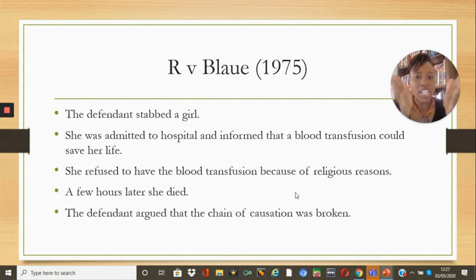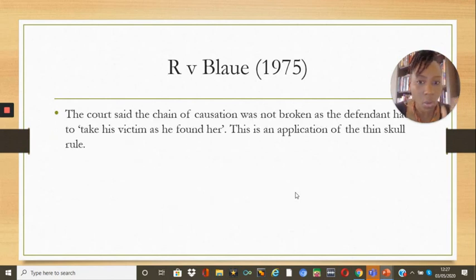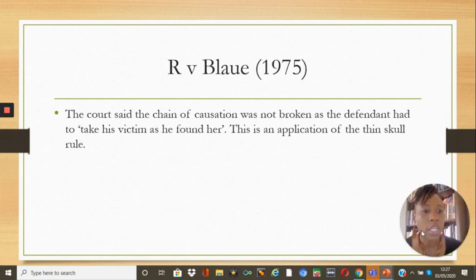Because he said, remember, I've stabbed her, and then in between that and the death, what happened? She said she wasn't going to take the blood transfusion. So he's arguing that her action, her refusal to take the blood transfusion, has in fact removed his fault, that the chain of causation has been broken. But the court was quick to respond by saying, no, the chain of causation is not broken here.